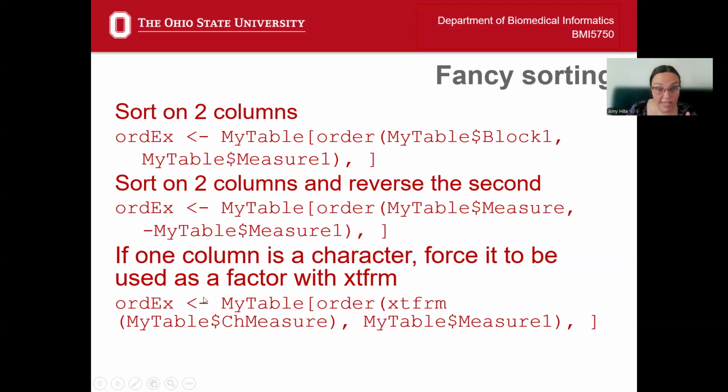If you have a complicated setup and one's a character, apparently you can force it to be used as a factor with this xtfrm function. And it will probably put it alphabetical if you don't specify anything different. But okay.